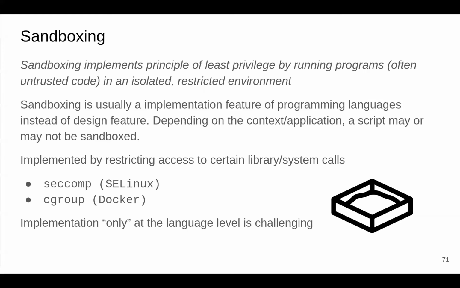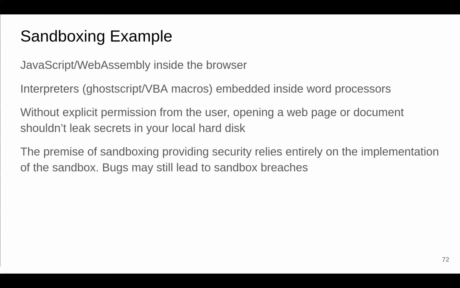The 2 main examples that we are using today, as I said, are seccomp or cgroups, examples of which are SELinux or Docker. They've gotten pretty good use in the last couple of years. So an example of where we use sandboxing is JavaScript or WebAssembly inside the browser, interpreters embedded inside word processors, such as for GhostScript, VBA, or whatnot, and without explicit permission from the user, a web page or document shouldn't leak secrets or get access to your local hard disk.